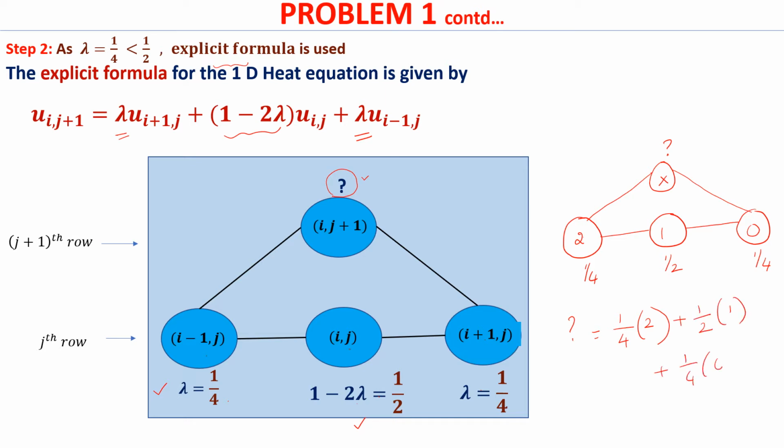This is how we compute the value of the unknown. I repeat, it is 1 by 4 multiplied by 2 plus 1 by 2 multiplied by 1 plus 1 by 4 into 0. That will give me the value of the question mark. This is how the scheme is going to be applied in the later stage, especially in step 5. So let's see that in the next slide.